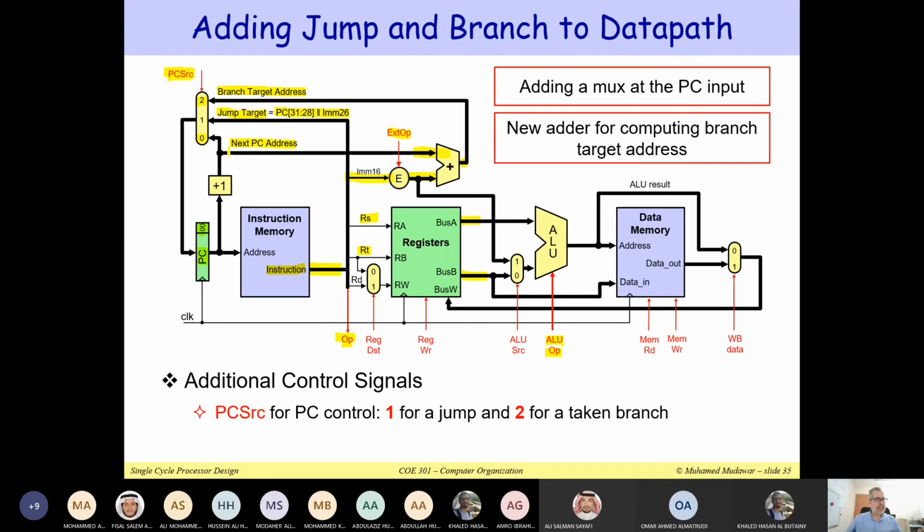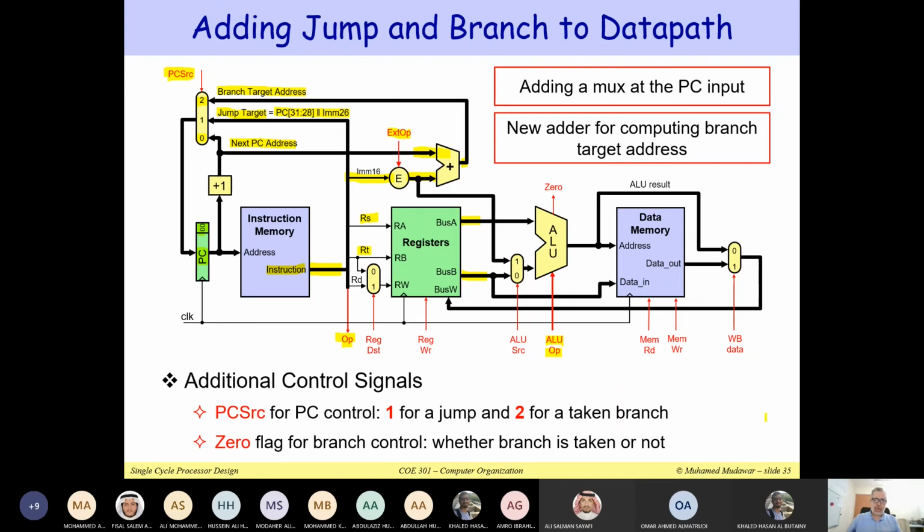We just increment the address. That's it. 1 means that we have a jump instruction and we have to jump, so we have to select the jump target address. And 2 means that we have to select the branch target address if we have a branch and the branch is taken. So the branch must be taken to select input 2, because if the branch is not taken, we simply select input 0. So this multiplexer is just for selection, and therefore we have to control it. We have only 3 possible values: 0, 1, or 2. Okay.